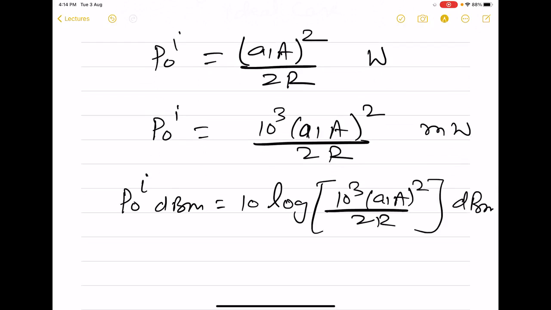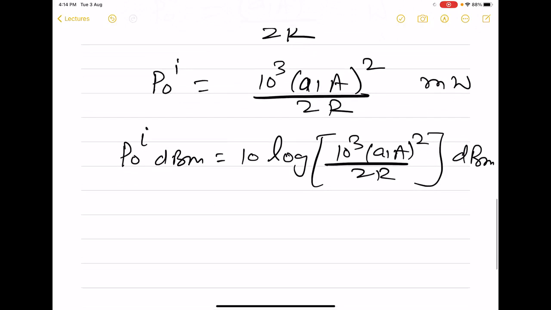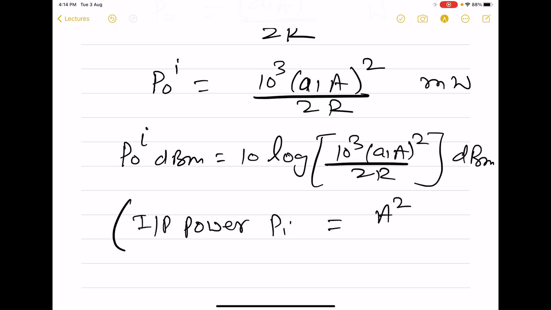So this is dBm. Now here we will write this expression as a function of input power. So input power Pi is going to be A square by 2R, because input is A cos omega t. So this is in watts.